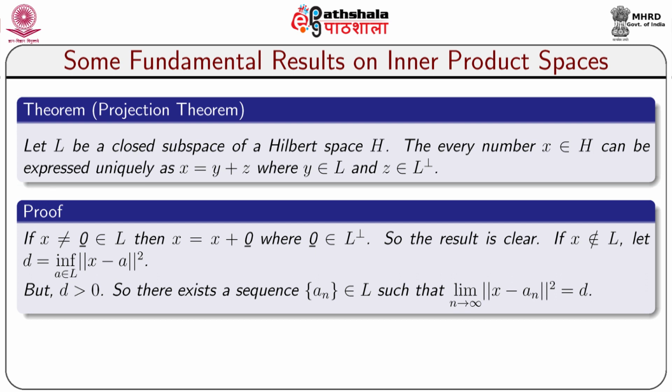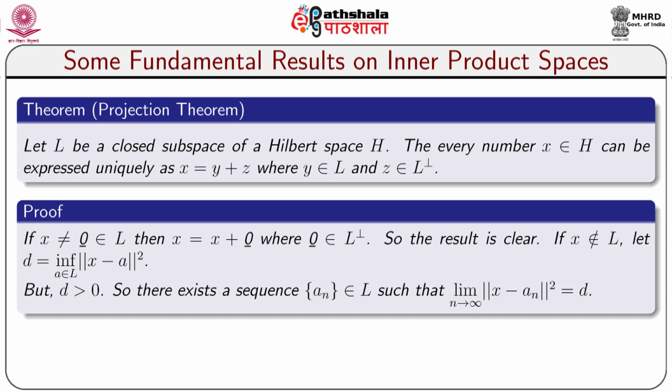If x not equal to 0 vector belongs to capital L, then x can be represented as x is equal to x plus 0 vector, where the 0 vector belongs to L perpendicular, because L perpendicular is always a subspace. So, the result is clear. If x does not belong to capital L, then D is equal to the infimum of norm of x minus a whole square, where the infimum is taken over all such elements a belonging to capital L, but D is greater than 0.